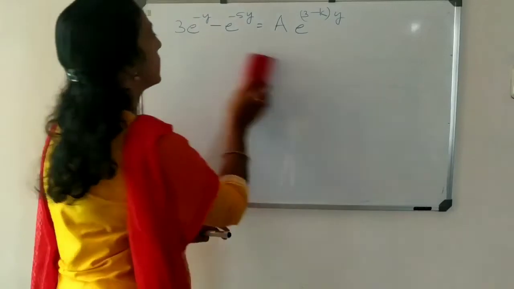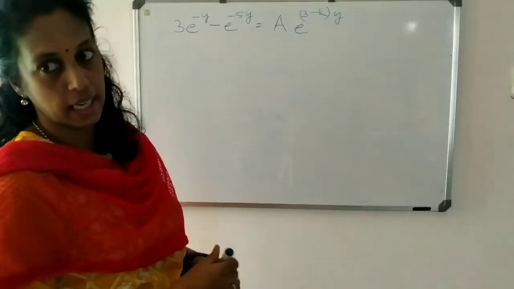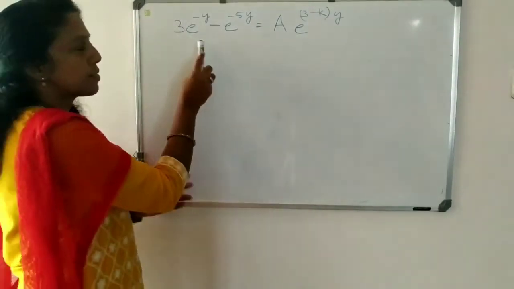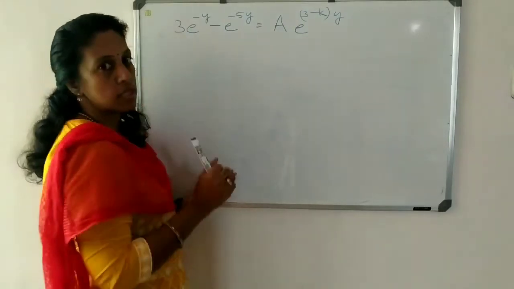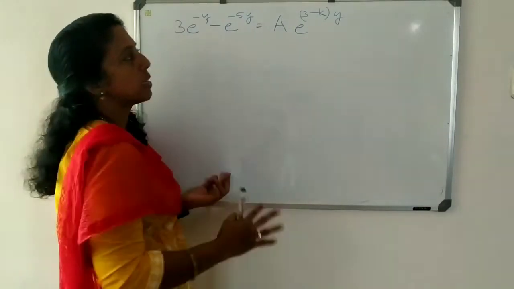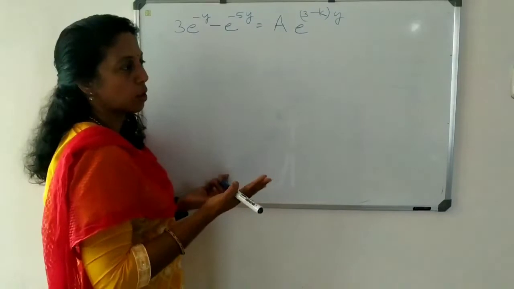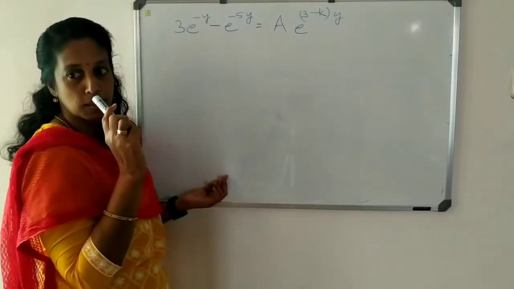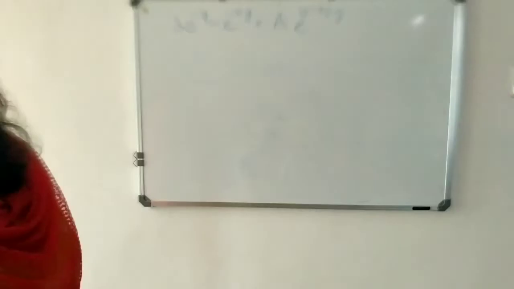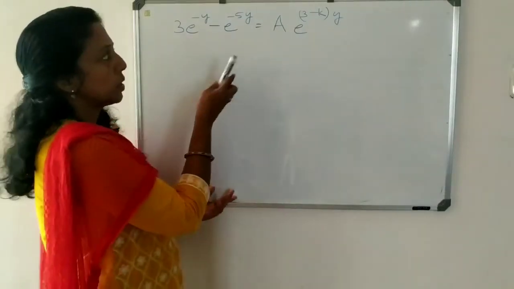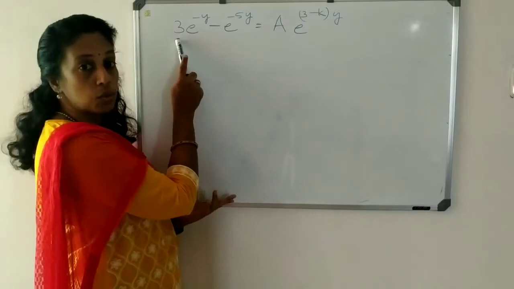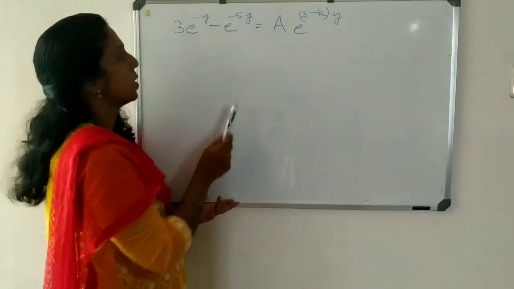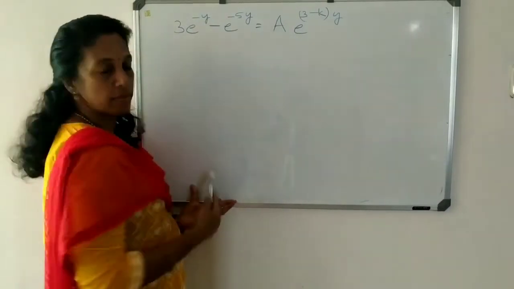Now how will you get the value of a and k? Here the left side involves two terms, like a binomial, and the right side involves only one term, like a polynomial, a monomial. Now here you can't take a equal to 3 or a equal to minus 1, or take any common factor out of this.